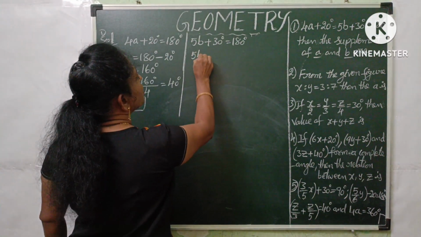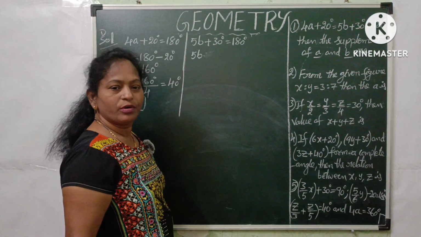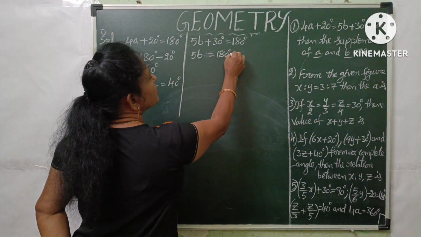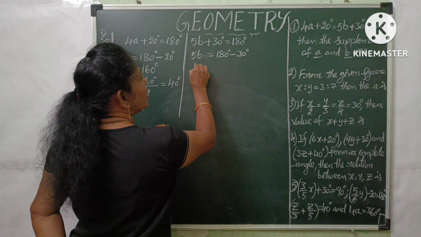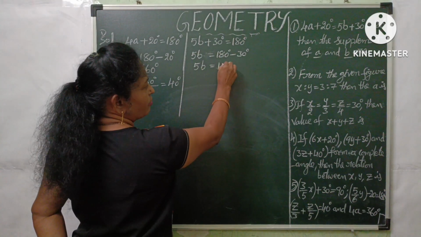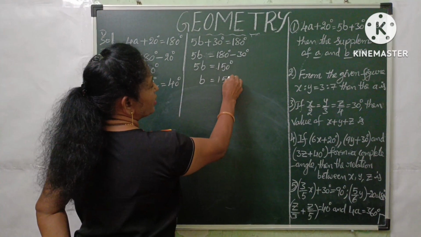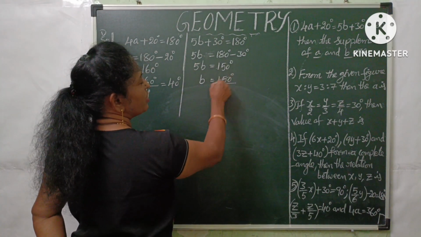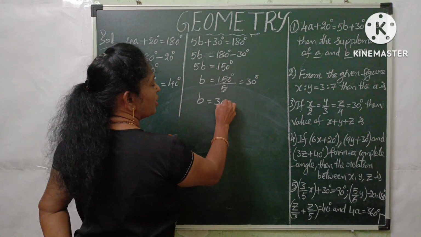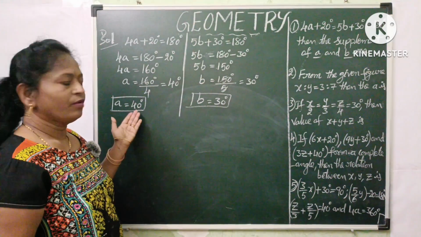Next one. Here 5b plus 30 degrees, we are transposing left to right, then it becomes minus. That is equal to 180 degrees minus 30 degrees. Then 5b equal to 180 minus 30, 150 degrees. Then b equal to 150 by 5. 5 table in 15, 3 times, then it is 30 degrees. So b equal to 30 degrees. Then we need to write the supplement of A angle.